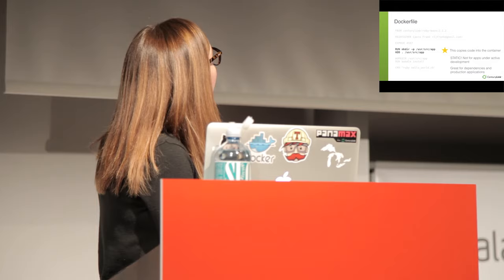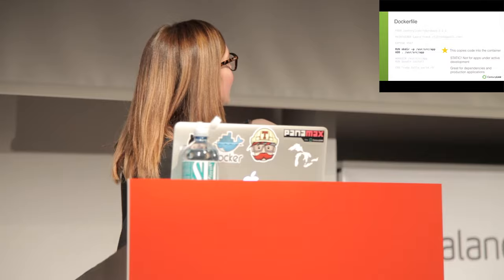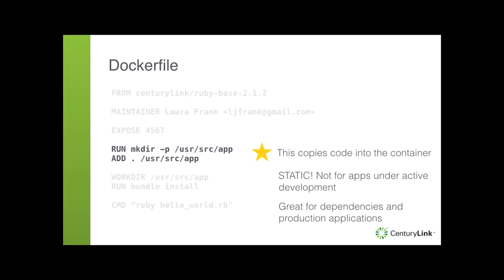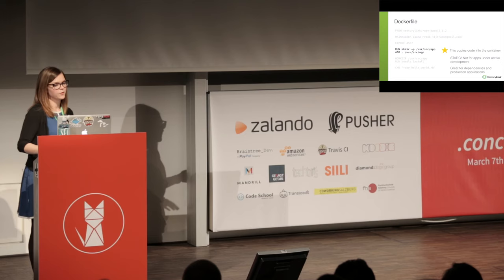The next bits are the important parts. I'm running a command with RUN. I'm going to make a directory. And then with ADD, I'm going to add everything from the directory I'm currently in into the directory that I just made. So I'm taking code from my computer and putting it inside the image that will later go in a container. This is sort of how things get moved from your local environment into a container eventually. Note, this is static. Once I do this, I can't change the code. This is not great for development. It's great for deployment, though, and also for dependencies.